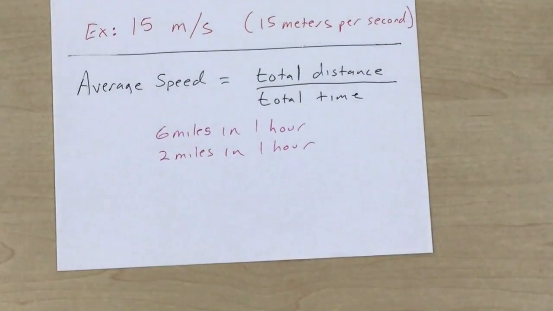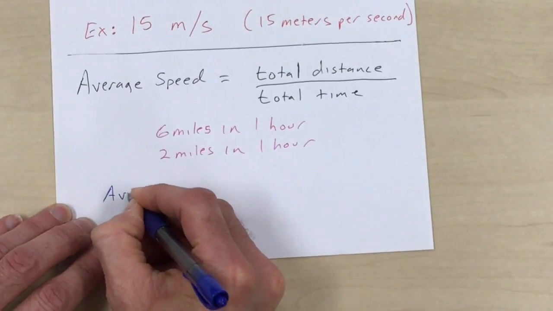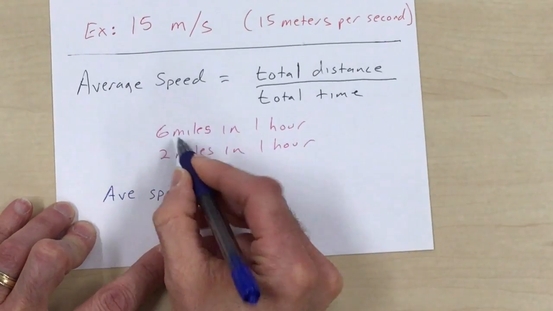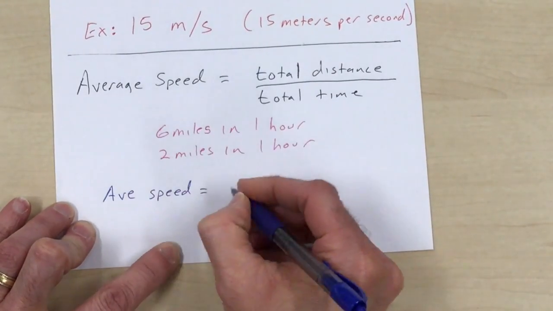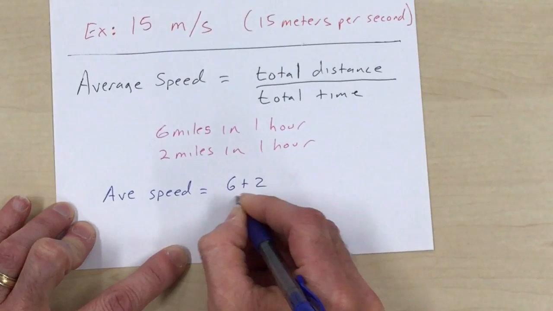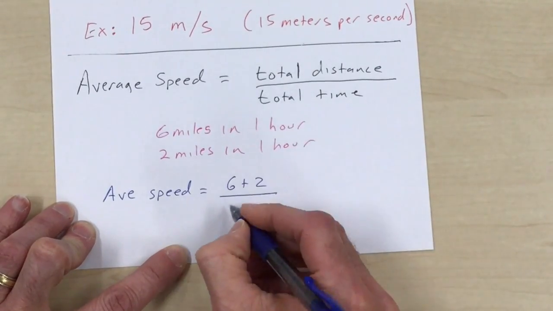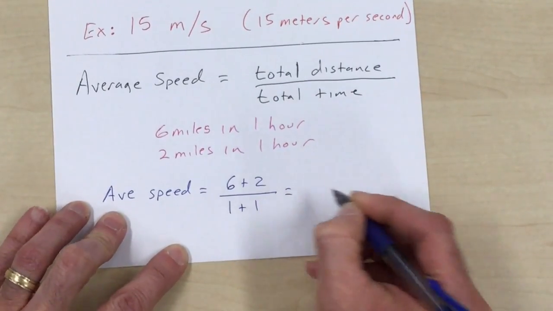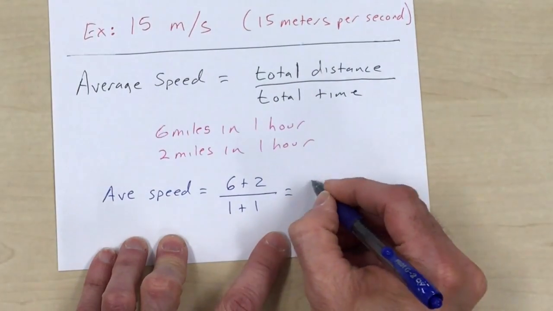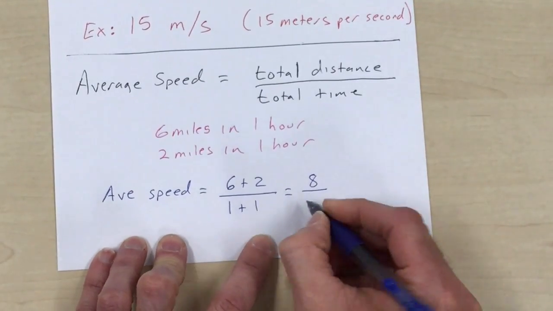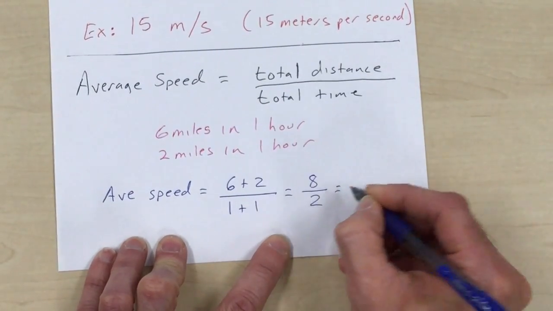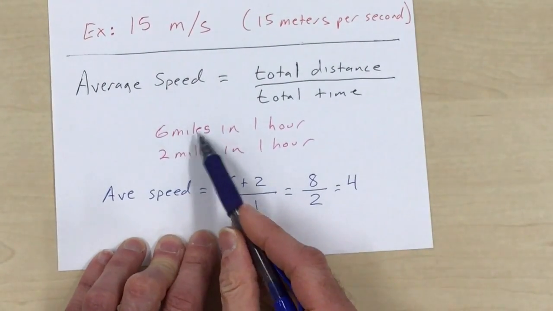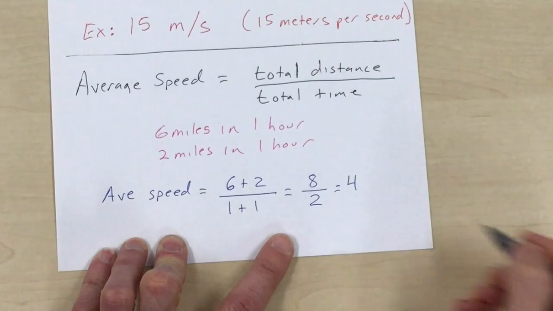So in order to find the average speed, we do the total distance, 6 plus 2, and we divide that by the total time, 1 plus 1. Which is 6 plus 2 is 8, divided by 1 plus 1 is 2, or 8 divided by 2 is 4 miles per hour.